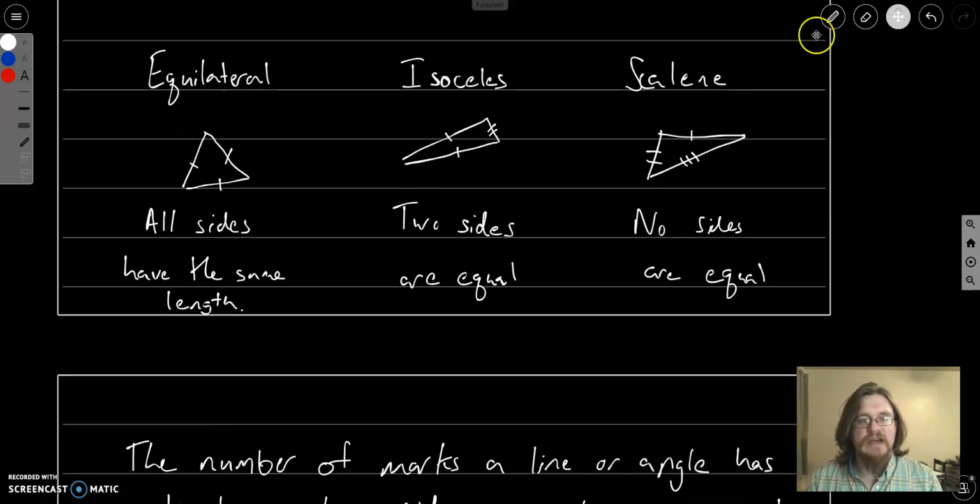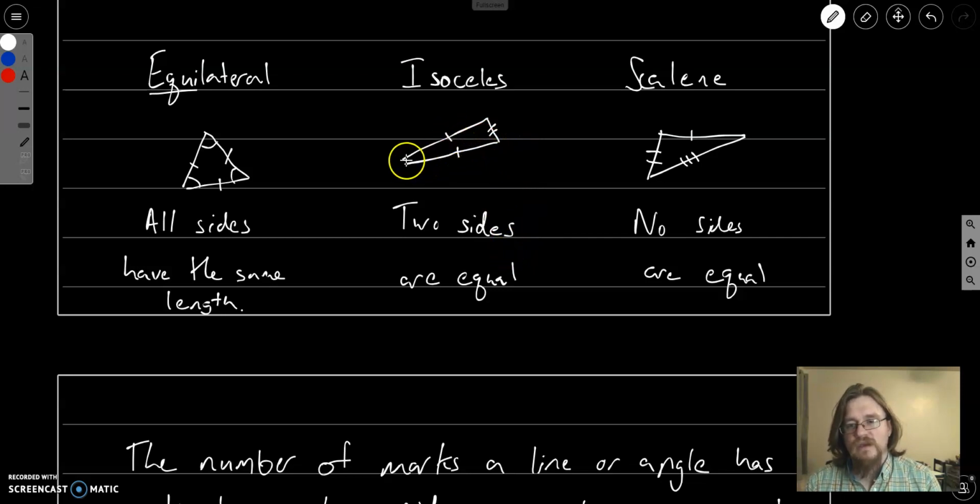Lastly, we can look at the side lengths. So equilateral, the beginning of this is a hint. This is when all the sides of the triangle have the same length. So if all the sides of the triangle are the same length, this is called an equilateral triangle. And furthermore, if all the sides are the same length, that means that all of the angles are going to be equal as well. So there's only one kind of equilateral triangle. All of the side lengths are the same, and all of the angles are the same. For an isosceles triangle, that's when two sides are equal, and the third side will be different.